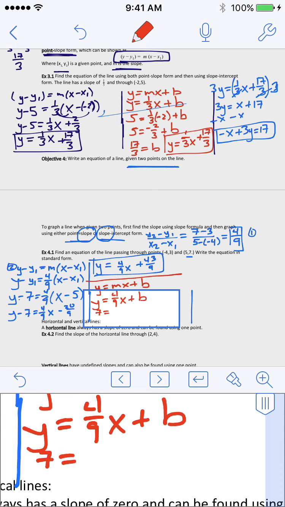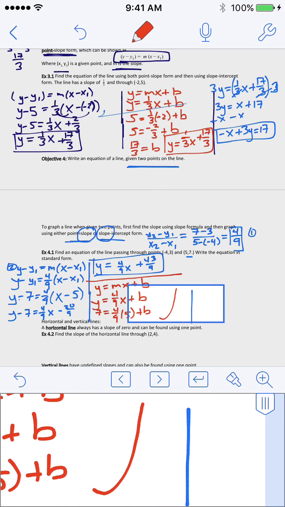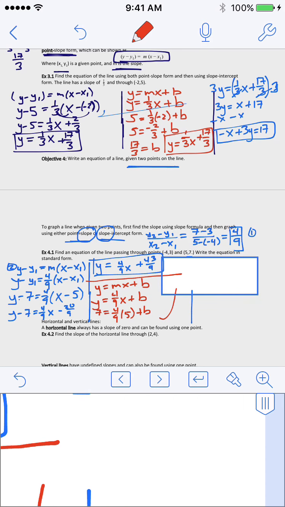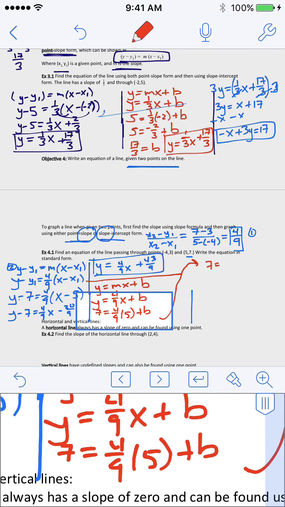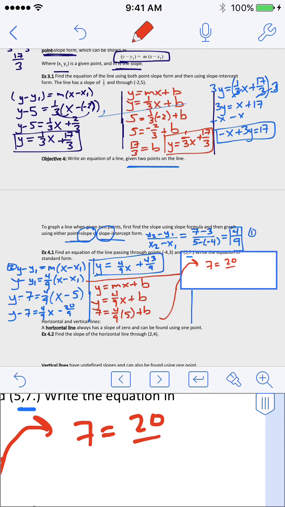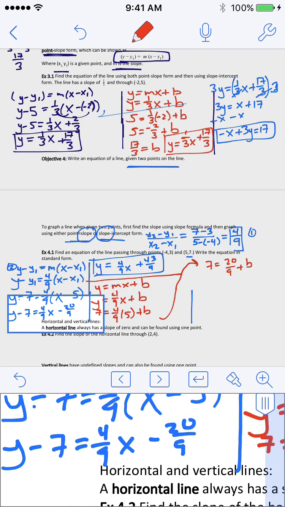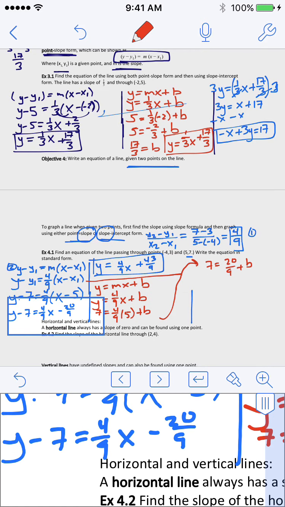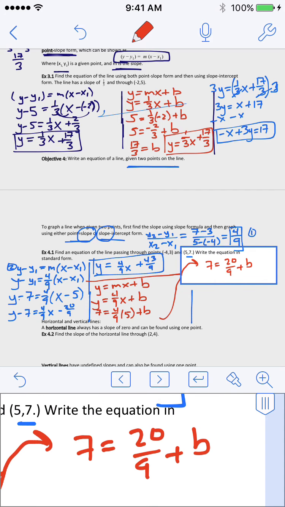So 7 is equal to 4/9 times 5 plus b. And again, I've run out of room, so I'm going to go up here. I have 7 is equal to, well, 4 times 5 is 20/9, plus b. Wow, this is very similar to what I'm seeing over here, right? So that's what I'm saying. It's exactly the same. Either you keep the x and y in or you don't keep the x and y in. Either way, you're going to have to deal with fractions in this problem. And that's okay. We'll figure it out.